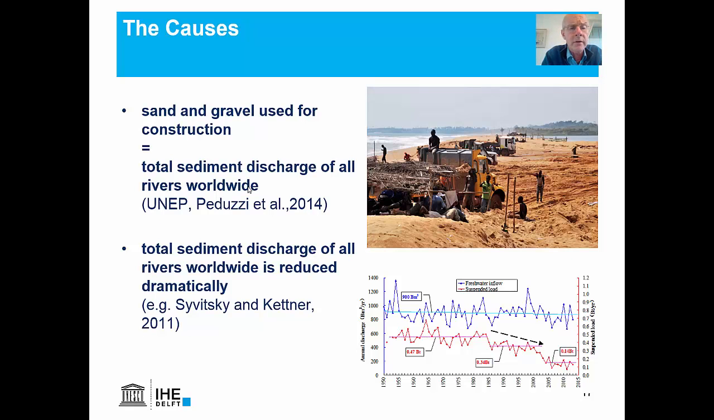Now, what causes these kinds of problems? One of the major things that happens is that sand and gravel used for construction is taken away from the beaches at an astonishing rate. And the amount is similar to the total sediment discharge of all rivers worldwide. And at the same time, the total sediment discharge of all rivers is reduced, as you see, for instance, in this example of the Yangtze River.